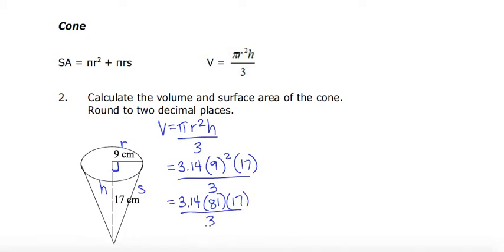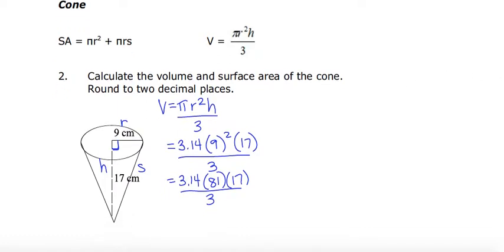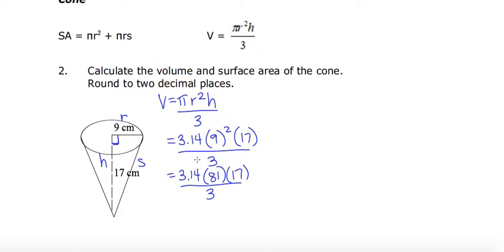And then divide by 3. You can do this in one step. You don't need to show multiple steps here. So you could do this all in your calculator. So 3.14 times 81 times 17 equals 4,323.78, and then divide that by 3. So if you wanted to do it in one step in your calculator, you can.